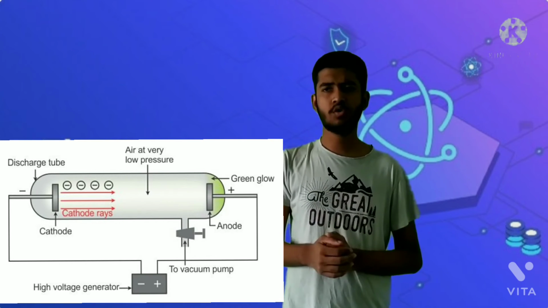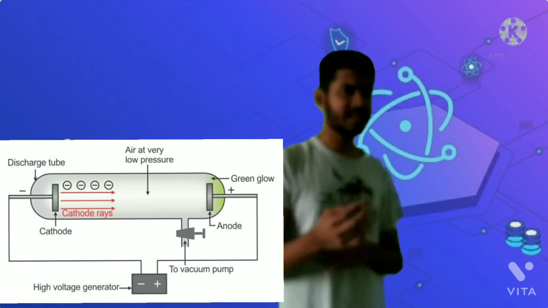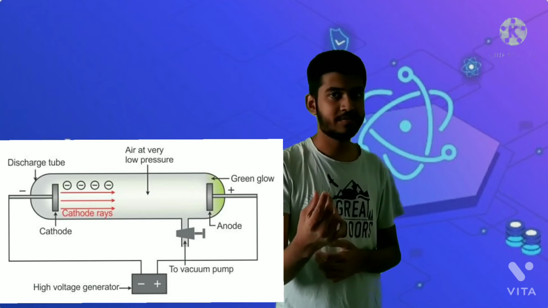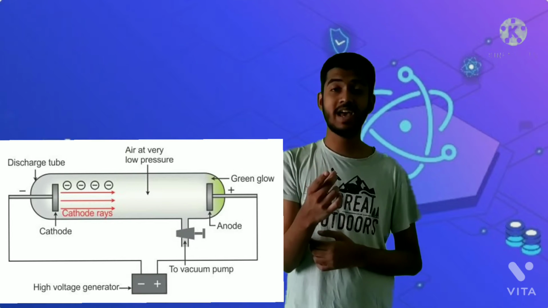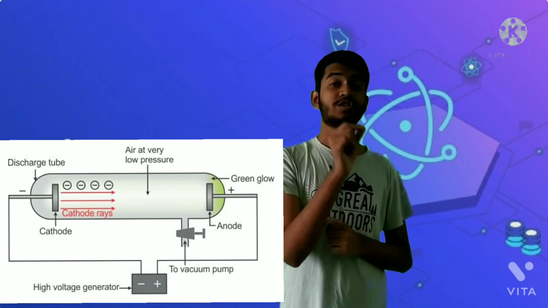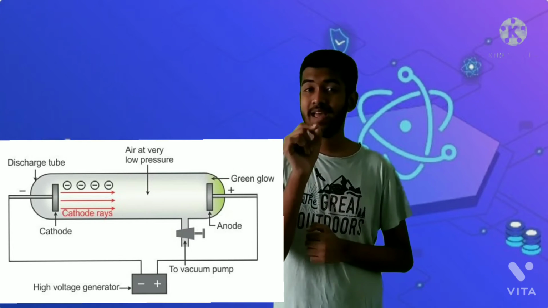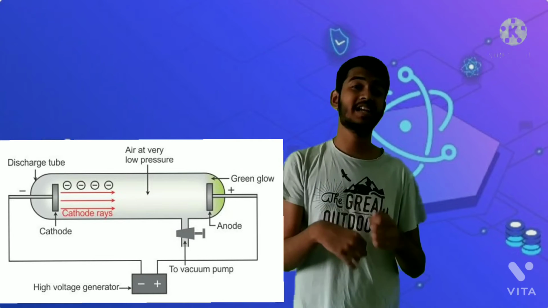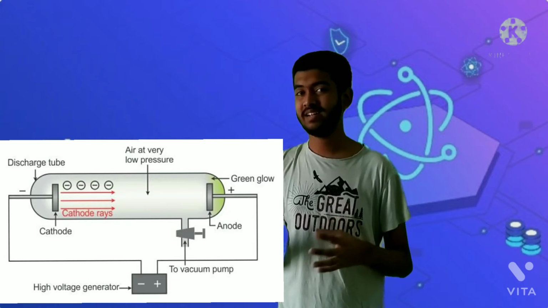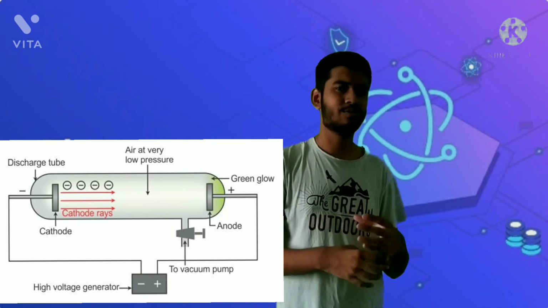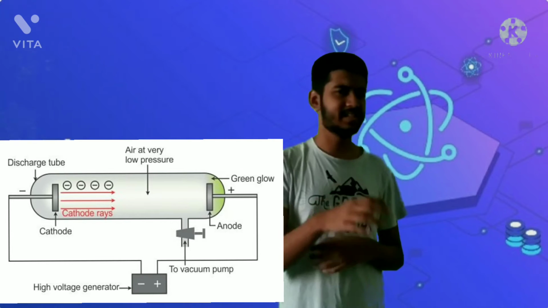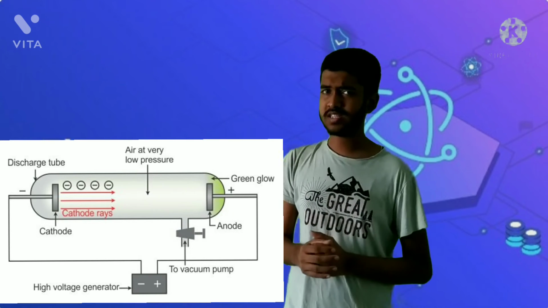So J.J. Thomson thought, let me change the pressure of the air. When he changed the pressure from atmospheric pressure to 0.11 mmHg, he concentrated the amount of gas present inside the discharge chamber. So what happened then?